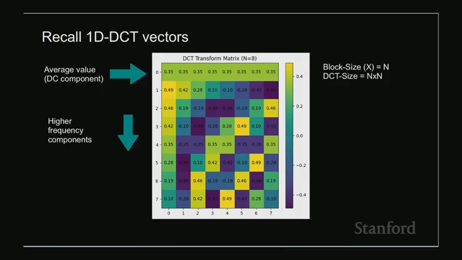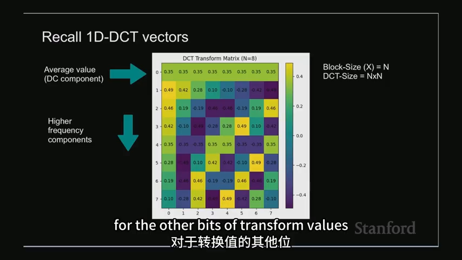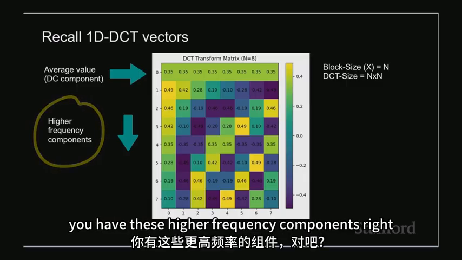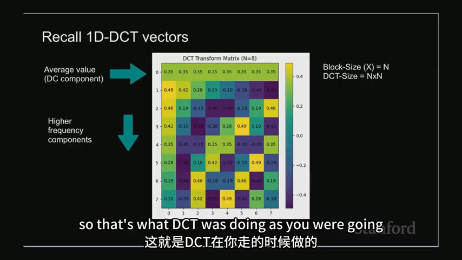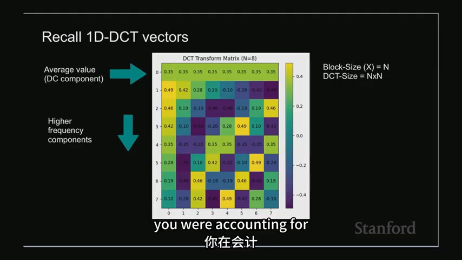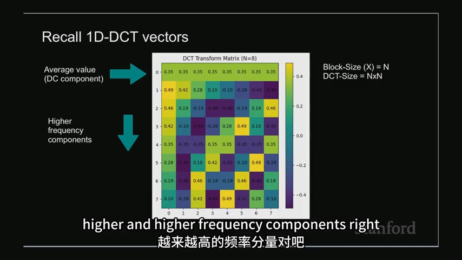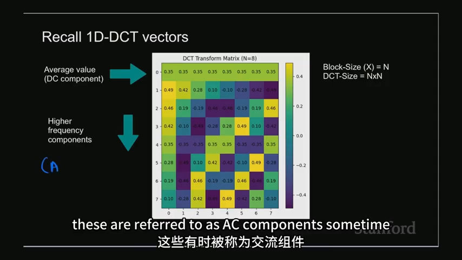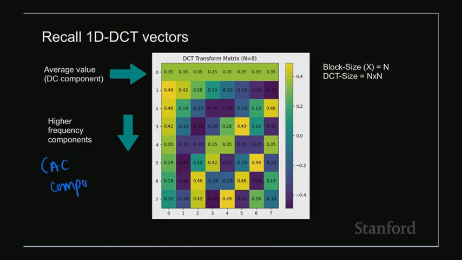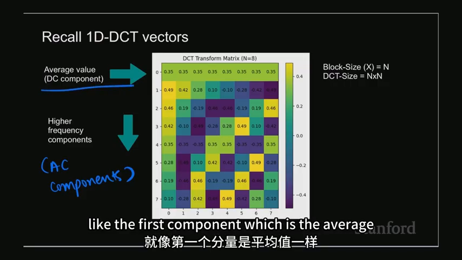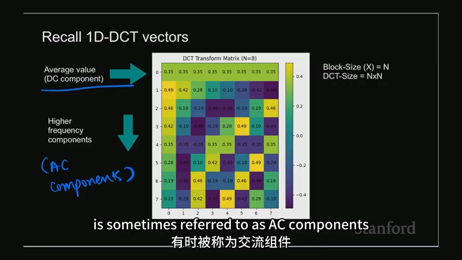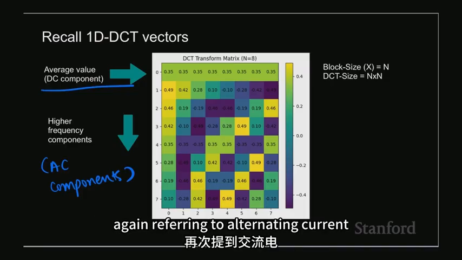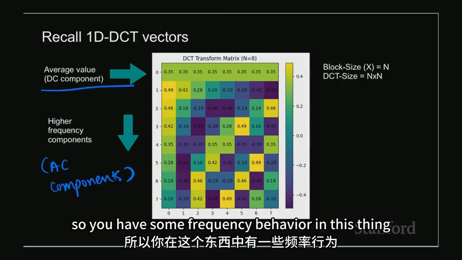Okay. And then for the other transform values, you have these higher frequency components, right? That's what DCT was doing. As you go higher and higher here, you are accounting for higher and higher frequency components. And again, sorry, I didn't write it here, but these are sometimes referred to as AC components. So everything except DC, the first component which is the average, is sometimes referred to as AC components, again referring to alternating current. So you have some frequency behavior in this thing.